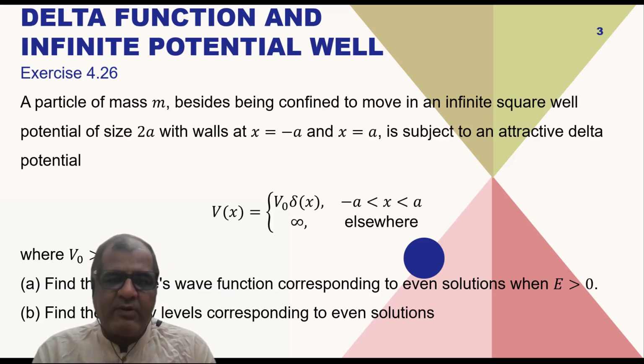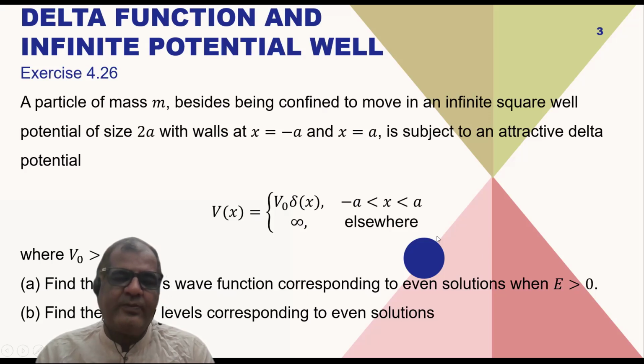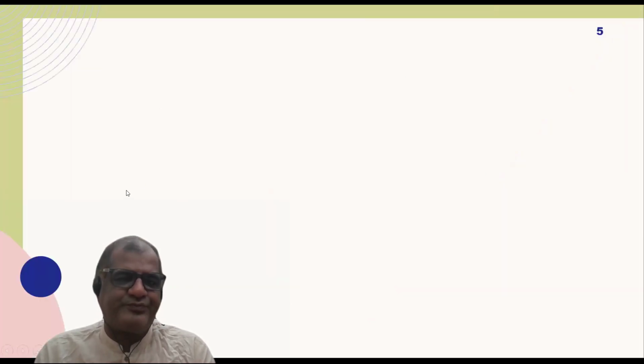So let us understand the problem. You have a potential barrier. There is no point in solving it for E less than 0 because there is no bound state. So we are only going to solve for E greater than 0. And since the potential is symmetric, the wave function solution will be of definite parity. Either they will be even or they will be odd. So first we are going to see the even parity wave function.